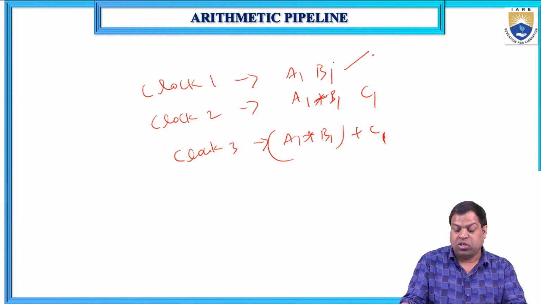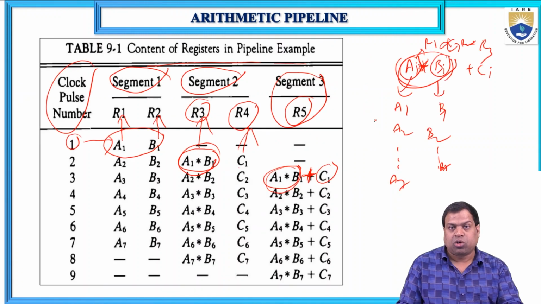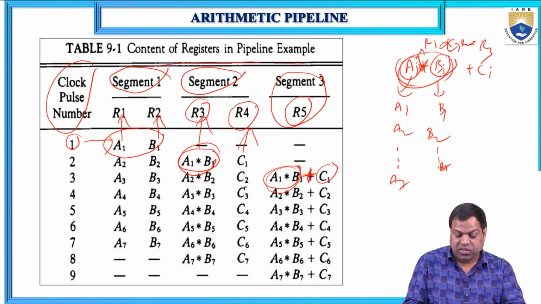So in clock 1, 2 registers are called. In clock 2, they are multiplied and the C1 value is called, and in clock 3, the multiplication is completed. After the multiplication, we are getting this value A1 into B1, and in clock 3 we are adding it with C. That is the 3 segments, 3 clock pulses, like this.